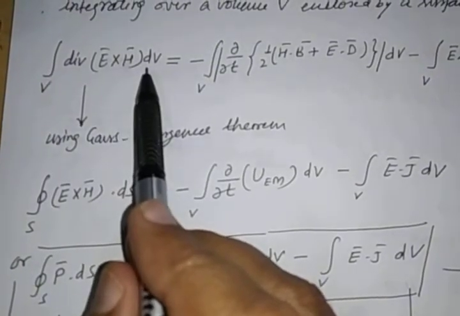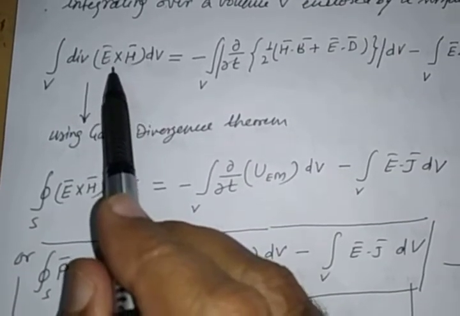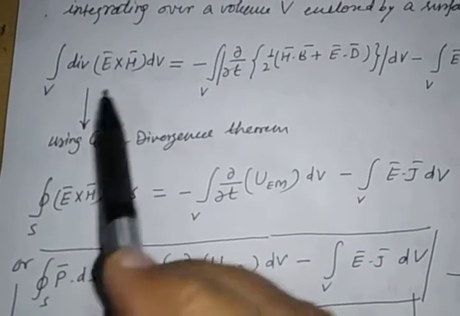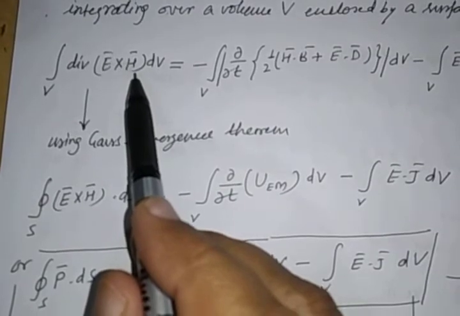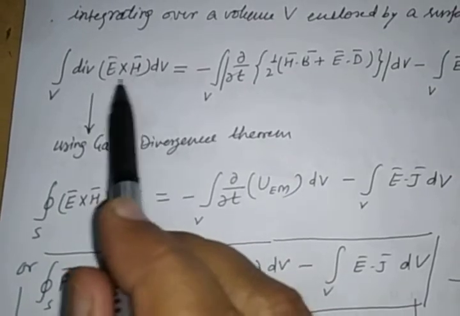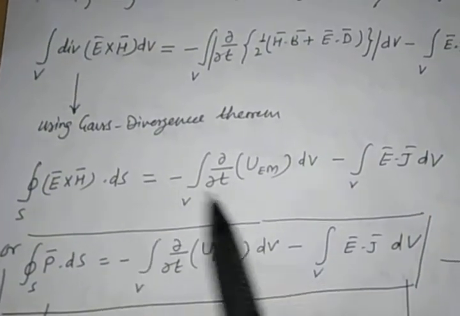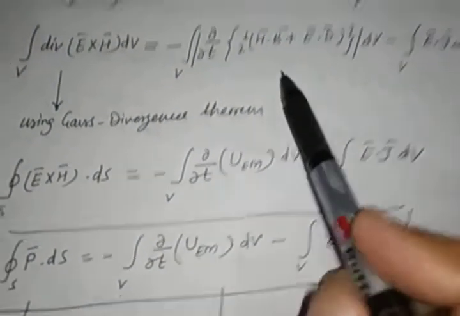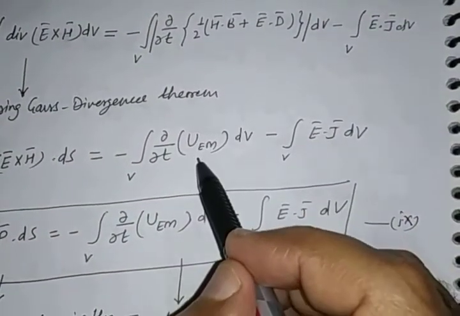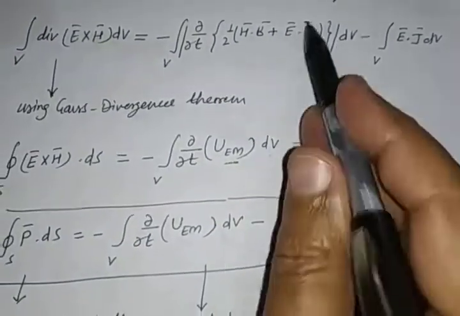Why? Because the Gauss divergence theorem says that the surface integral of any vector field is equal to the volume integral of the divergence of that vector field. So this is the vector field E cross H. So it can be easily converted to E cross H dot dS. Other things will remain the same, but we will replace this half H dot B plus E dot D by the total energy density UEM dV.